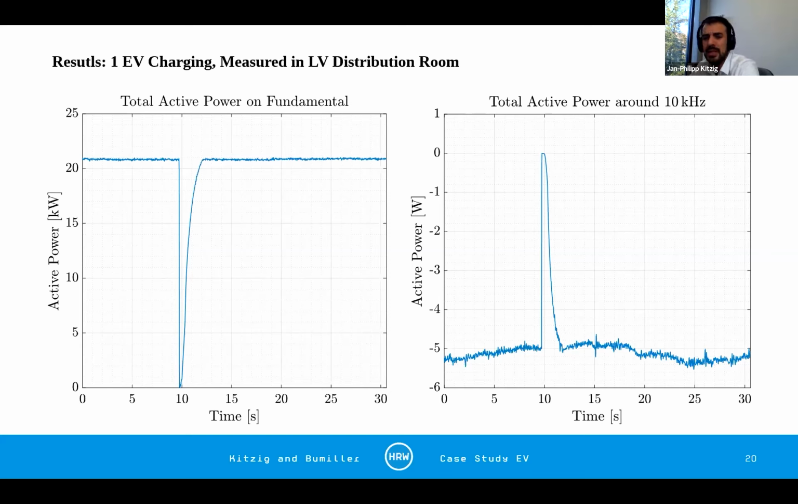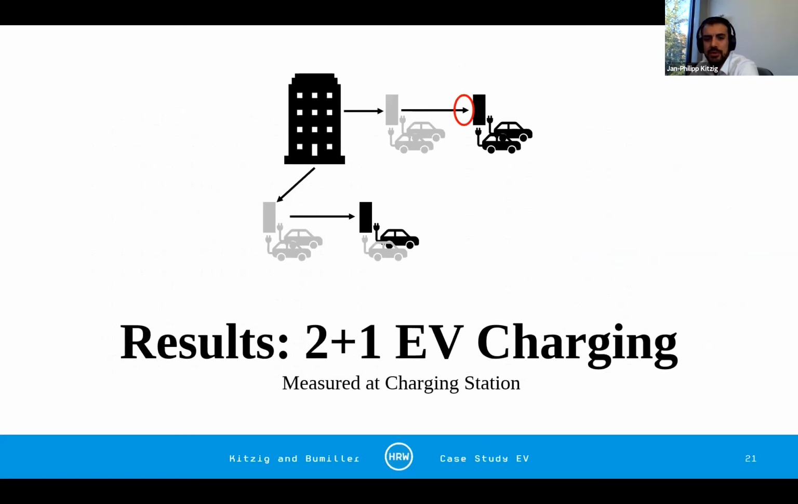What we can also see is, as expected and as we saw in the heat maps before, that these active power emissions at 10 kilohertz stop entirely during this stop of the charging process. Okay, now I want to show you another interesting measurement.